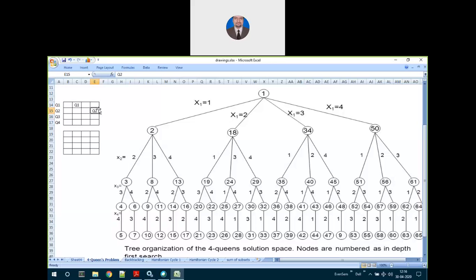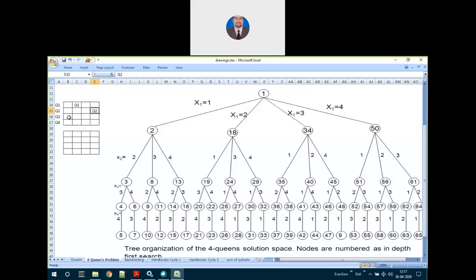So here when I place Q2 on the fourth column, Q1 and Q2 are not on the same row, not in the same column, nor are they in the same diagonal. So both the queens are safe. So this second level is taken care of. Now what should I do now? In the diagram here, 18 to 19 was not possible, 18 to 24 was not possible, then 18 to 29, which is number 4. Number 4 means x2 is placed, that is queen 2 is placed on the second row, fourth column, which is a safe position. So we are at node number 29 now.